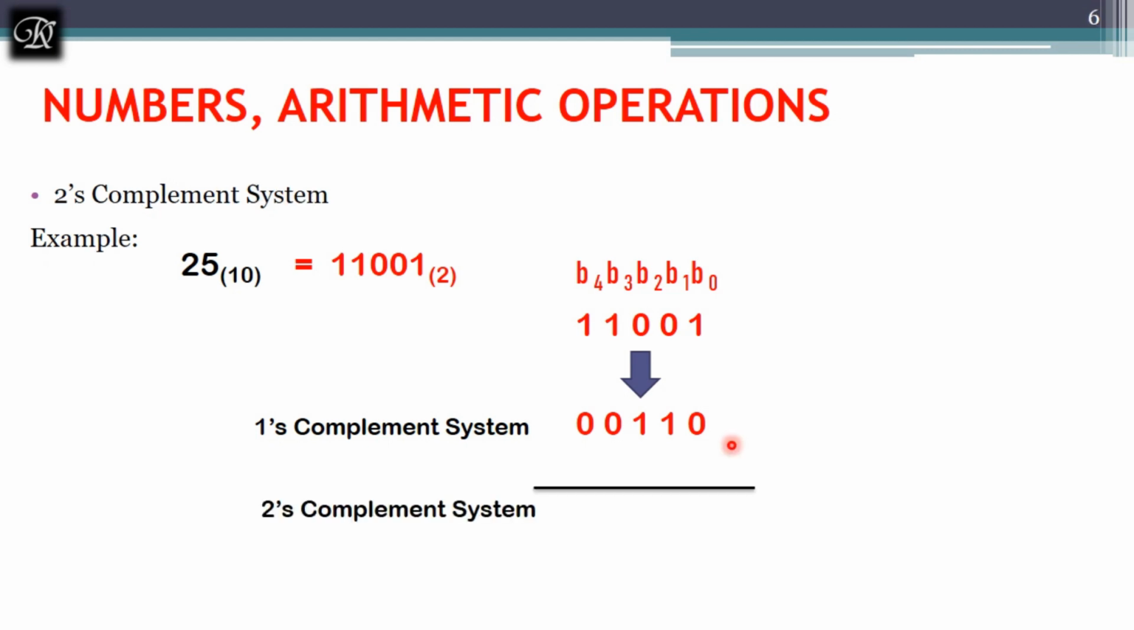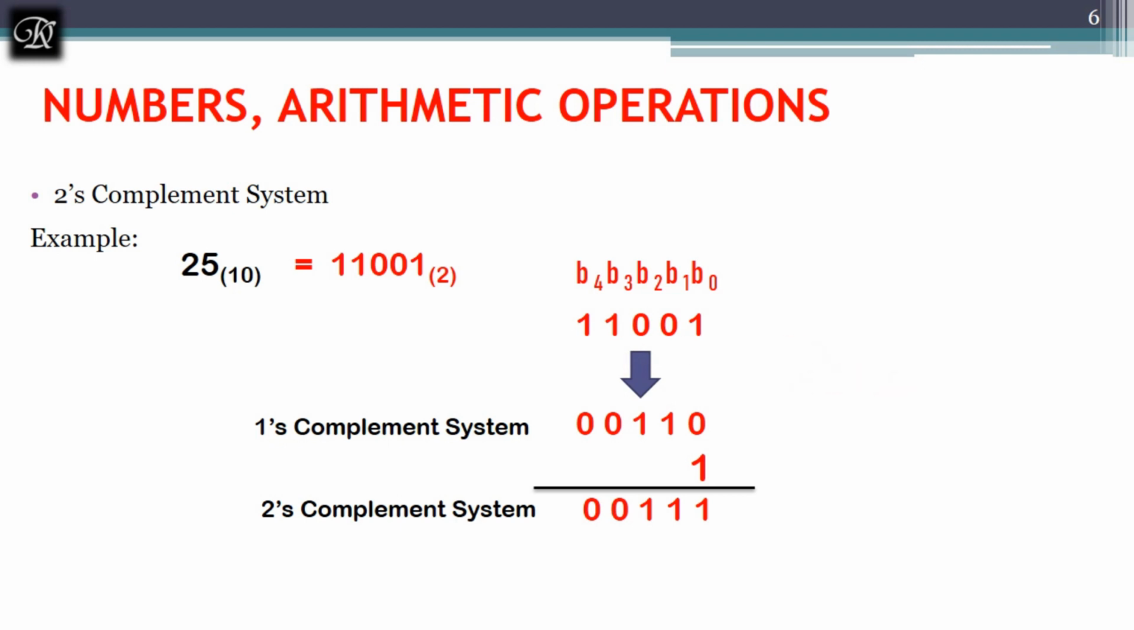Next, see how to find the twos complement. Once we find the ones complement, we have to add 1 to the ones complement, and the result will be the twos complement. Now we add 1 to this: 0 and 1 will result in 1, and the remaining bits stay as they are. This is the twos complement of 25. 0 0 1 1 1 is the twos complement of 1 1 0 0 1. In decimal we call it 25.